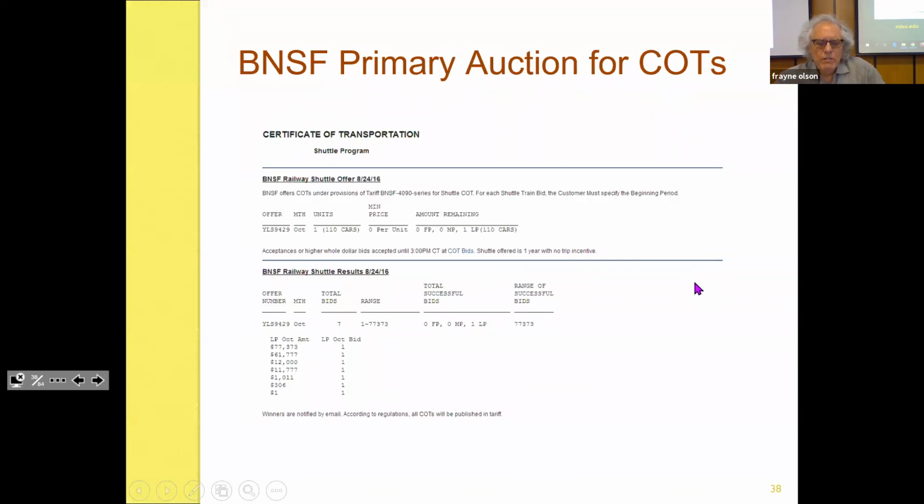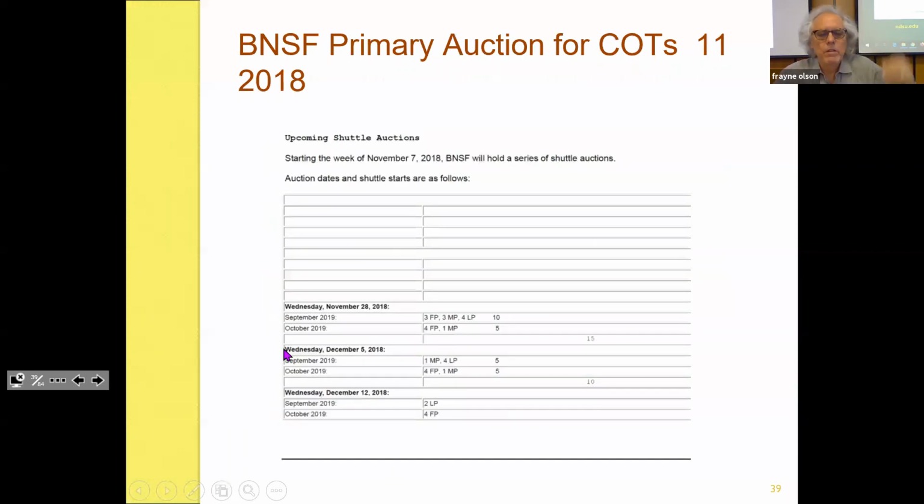Let me give you an example of a primary market. This is on BNSF, in 2016. In the top part, they're going to make a sale for shipments during these time periods. These are by code: first period, middle period, and last period of the month. On the bottom part, it shows they received bids ranging from $1 to $77,000 for the train, and the number of bids at each amount. That would be the results of the primary market auction, and the bidder who bid $77,000 would get the shuttle train.